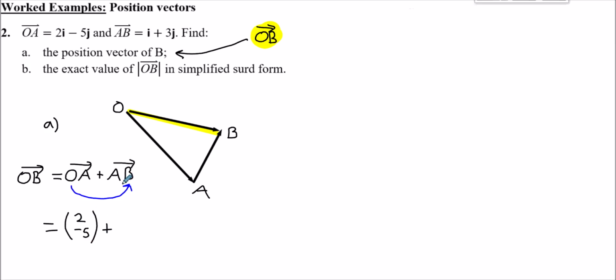And A to B, AB, is I plus 3j. So add the I components, so 2 plus 1 is 3, then minus 5 plus 3 is minus 2. So in IJ format, we have 3i minus 2j.